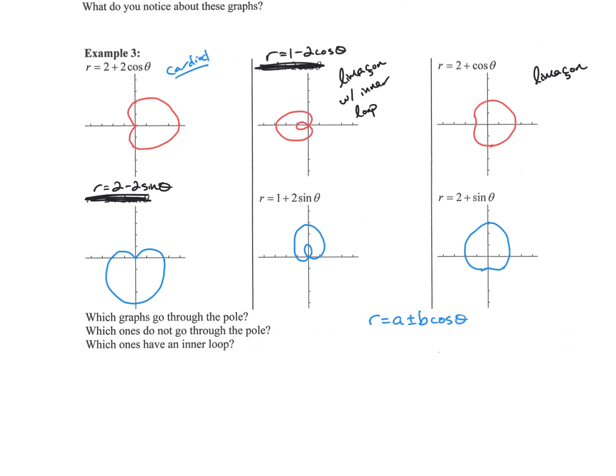Love that. And so now, what makes them a cardioid or a limacon with inner loop or just a regular old limacon? What makes them that shape? How do I get a cardioid?